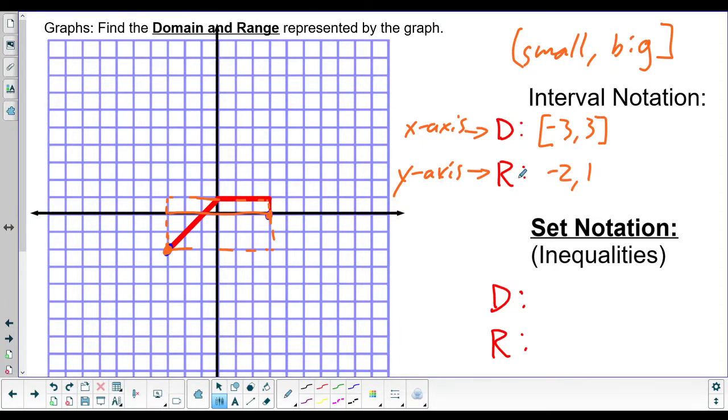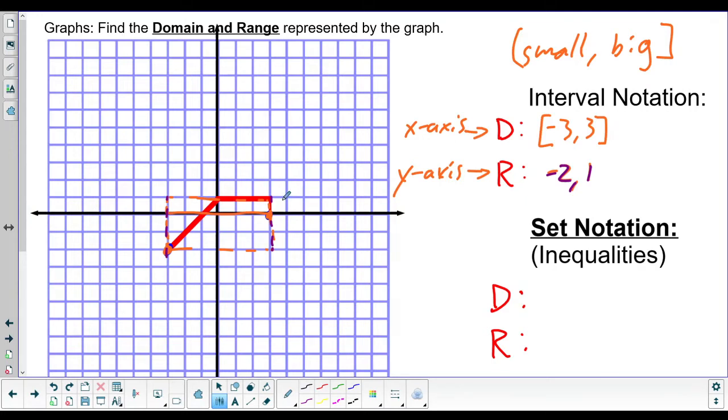All right. Now for range, we're talking about the y-axis. Let me even change colors. Let's do purple. -2 to 1. And we're talking about this part here. So the top part, you're going to say is, I don't see any filled in or open points.